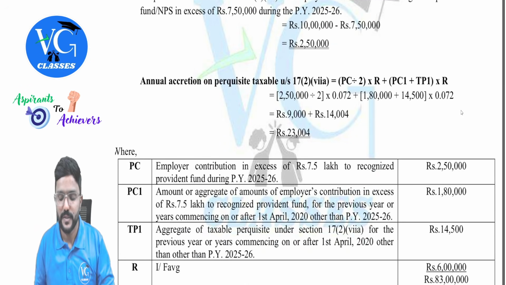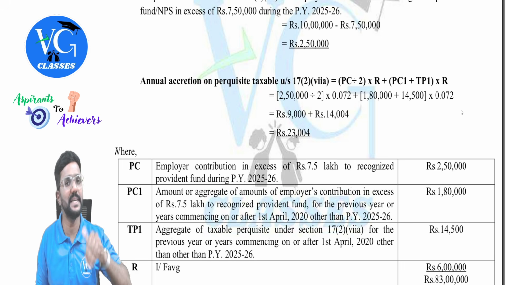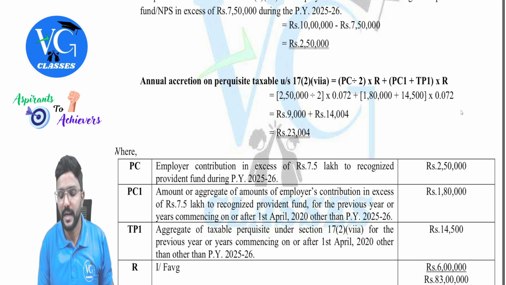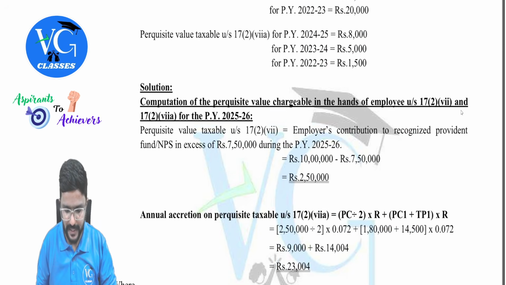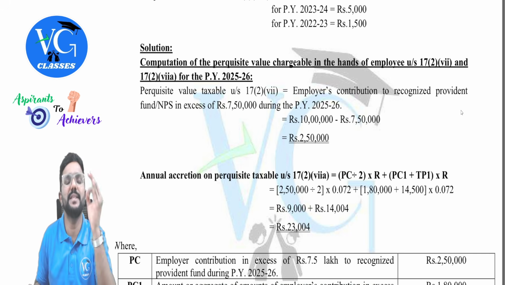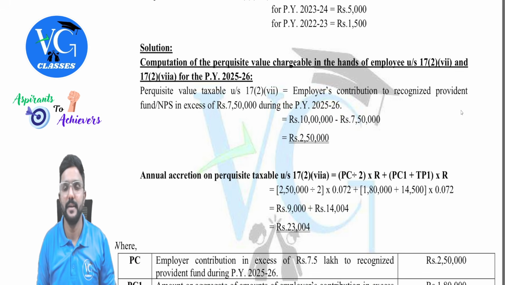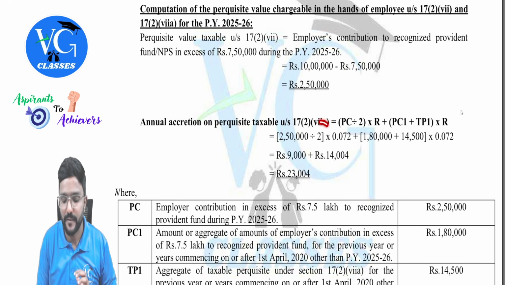Now pay attention. Let me just divide this part into two. First, let us focus on this one. 2 lakh 50 is the employer contribution during the year in excess of 7 lakh 50, and they're asking us to divide it by 2. Sir, why divided by 2? Important. Guys, this 10 lakh whatever employer has contributed during the year, it is not on the opening day or on the closing day. It is throughout the year. Every month the employer would be contributing. In aggregate during the year, he has contributed 10 lakh. Agree? Yes, sir. So that is why they are taking the half of it.